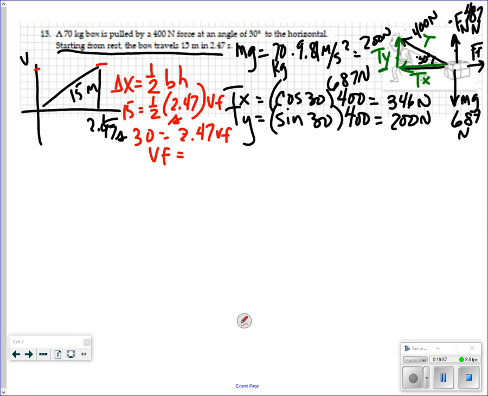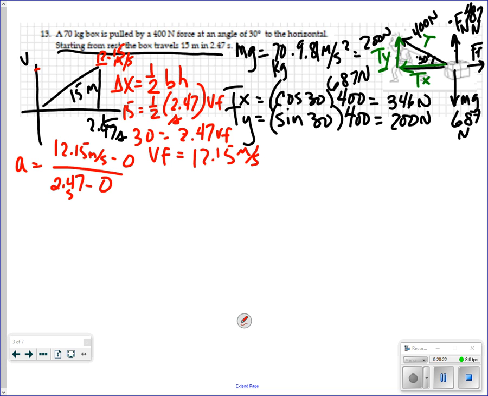VF, I don't know what happened there with the pen. Sorry, guys. The red pen really doesn't seem to be lined up. All right, so there's my VF. It's 12.15. Now I have the ability to find the slope of the line. Slope of the line is going to be 12.15 meters per second minus 0, and my TF is 2.47 minus 0. And so that makes my acceleration 4.92 meters per second squared.